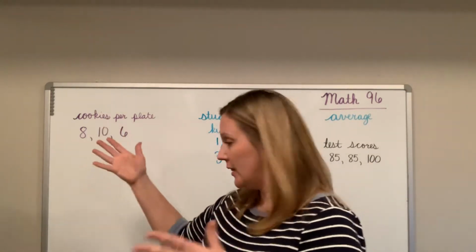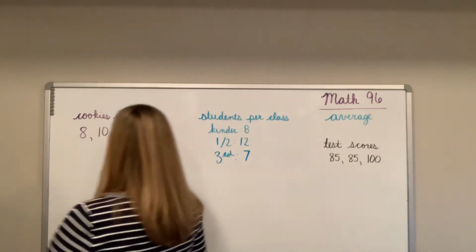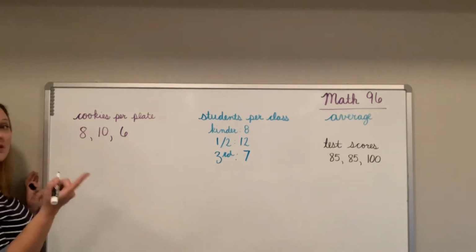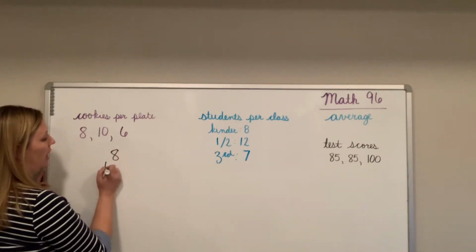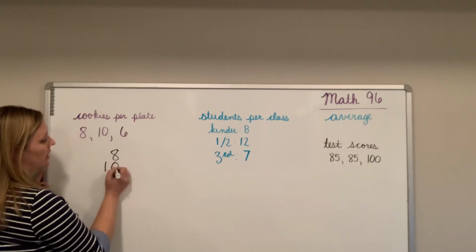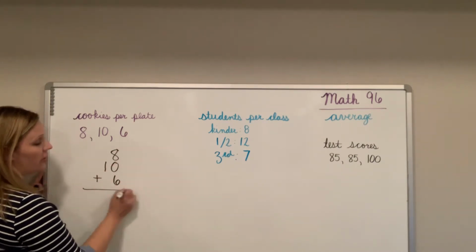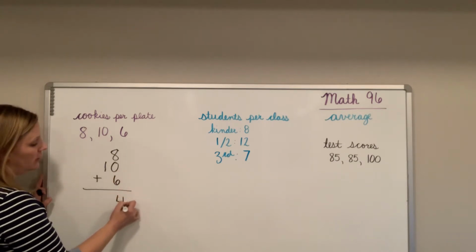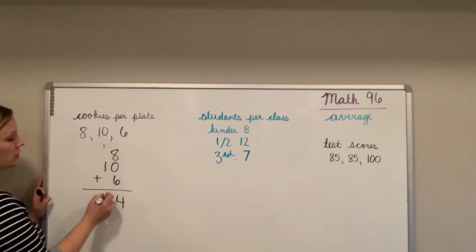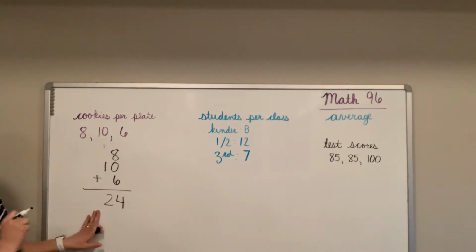So let's look at this and try to solve it together. Cookies per plate, I've got 8, 10, and 6. The first thing I need to do to find the average is to add up the total number of cookies I have. So I'm going to add 8, 10, and 6 all together and get my sum. 8 plus 0 is 8, plus 6 is 14. Put down the 4, carry my 1. 1 plus 1 is 2. I have a total of 24 cookies.